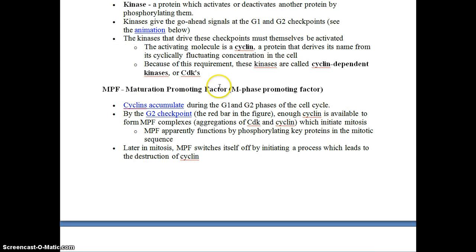So how do MPFs actually work? Those are the molecules that actually tell it to divide. Cyclins will accumulate. Those are the substrates or the keys during G1 and G2. By the time you get to G2, enough cyclin is available to form the MPF complexes. I'll show you those complexes in a second on a picture. This is a great one to look at pictures for, by the way. This is going to initiate mitosis. Later in mitosis, the MPF switches itself off by initiating a process that will eventually destroy the key.